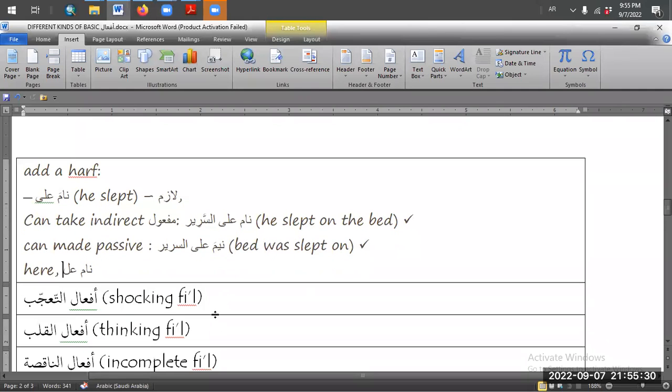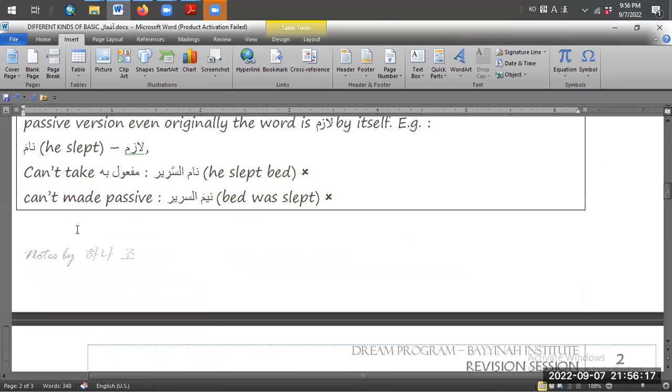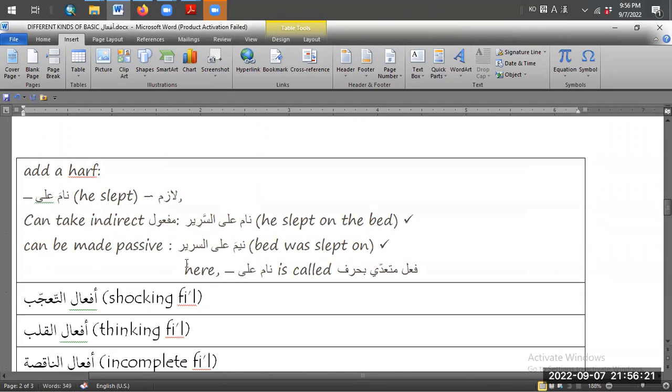We have three parts of session one. Okay. Nama ala something something is called muta'addi bi harf. Is that okay? Yes, it can be made passive. You missed the B. So here also. Thank you. Okay.